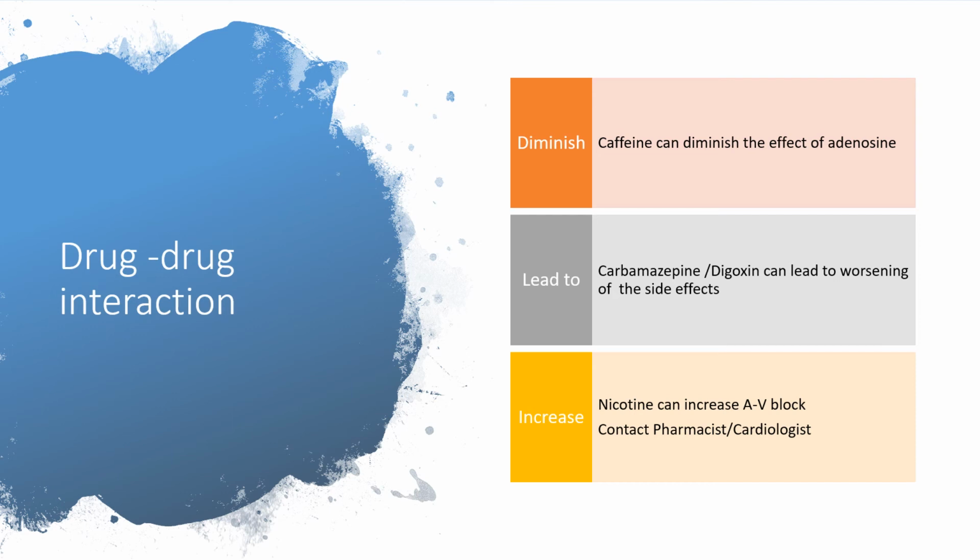Drug-drug interaction. Diminish what? Caffeine can diminish the effect of adenosine. Leads to what? Carbamazepine and digoxin can lead to worsening of the side effects. Increase what? Nicotine can increase AV block. But in all this, contact your pharmacist or cardiologist because the list of medications that could interact with adenosine is pretty long and I cannot go over all of them right here. Contact your pharmacist or cardiologist, please.